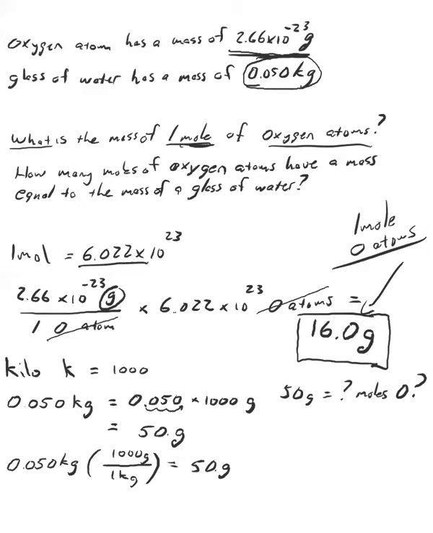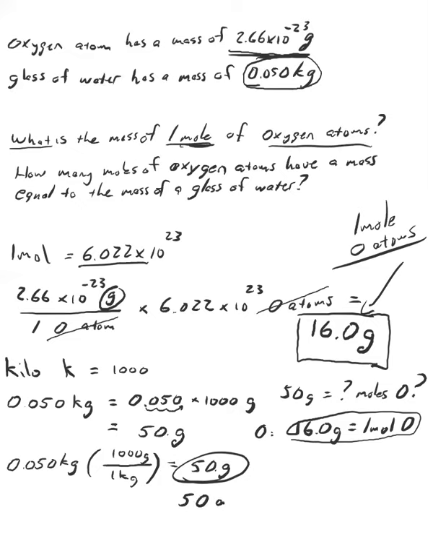So here's how you could do it. You would say for oxygen, 16.0 grams is 1 mole of oxygen. That's what we did in part A. So I'm going to write it as this equation right here. It's called an identity. And then I'm going to say, okay, here's what we have. We have 50 grams of water. So how much oxygen is that? 50 grams times 1 mole of oxygen is 16.0 grams of oxygen.